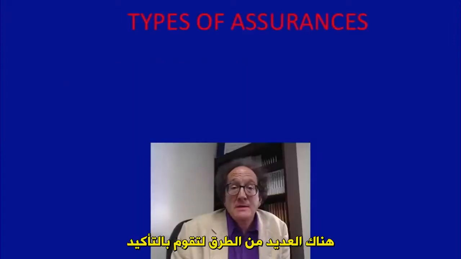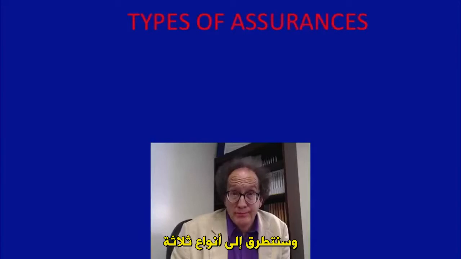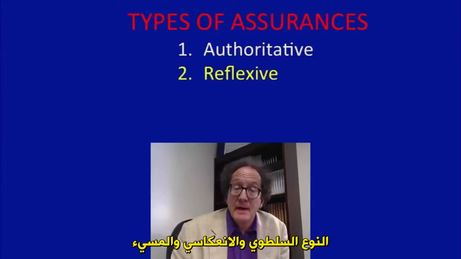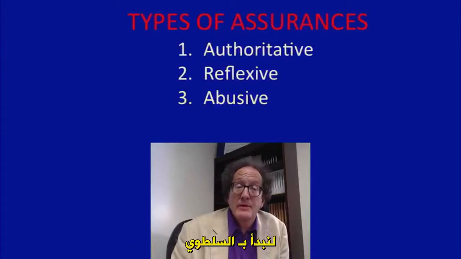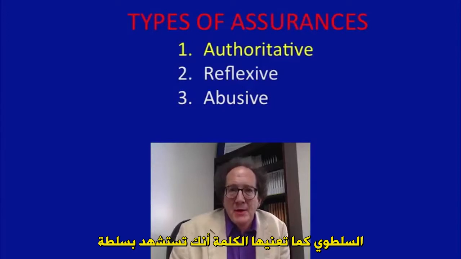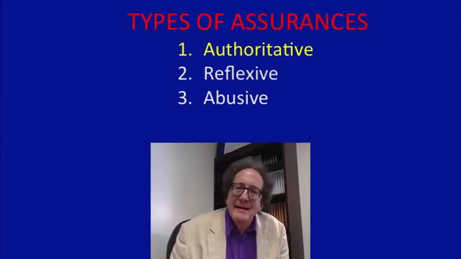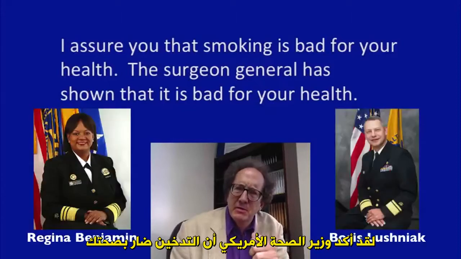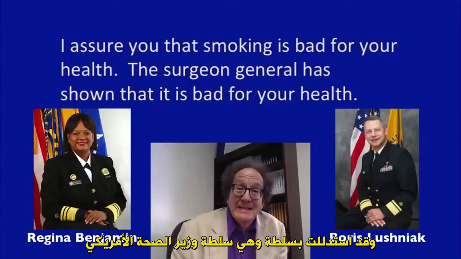Now, there are many ways to assure people. There are three kinds that we're going to look at: authoritative, reflexive, and abusive. Let's start with authoritative. Authoritative is just what it says. It cites an authority. So I might say, I assure you that smoking is bad for your health. The Surgeon General has shown that smoking is bad for your health. And I cite an authority, the Surgeon General.